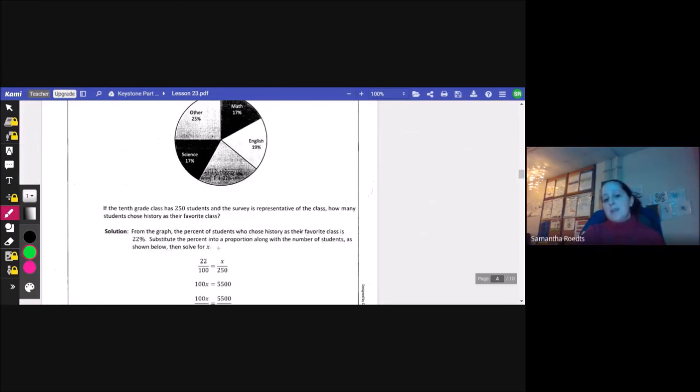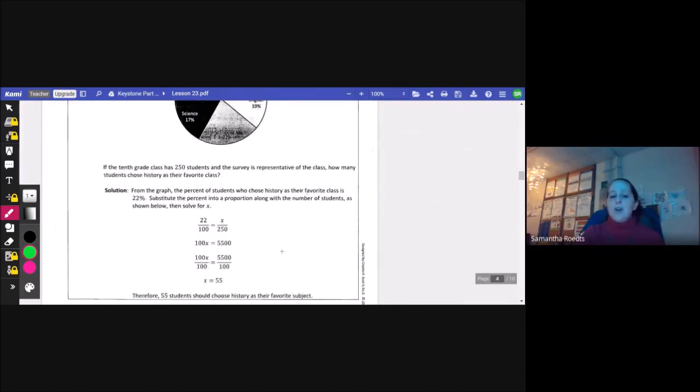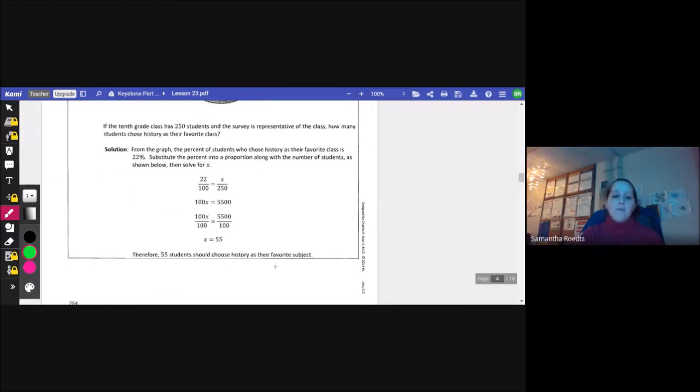I substitute the percent into a proportion along with the number of students as shown below, then solve for x. So 22 over 100 equals x over 250. I cross multiply, so 100 times x equals 22 times 250, which is 5,500. I divide by 100, so x is 55. So about 55 students chose history as their favorite subject.